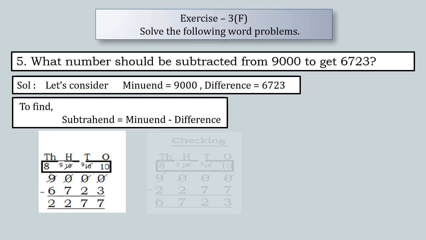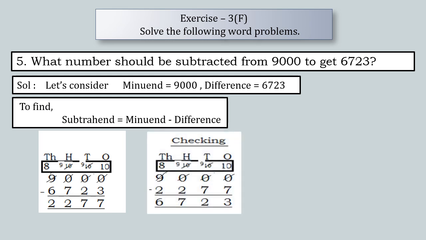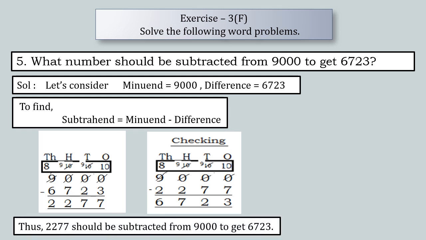Let's cross check our answer. So we are subtracting subtrahend from minuend to get the same difference. So 9000 minus 2277 gives the same difference 6723. Thus we write the final statement as: 2277 should be subtracted from 9000 to get 6723.